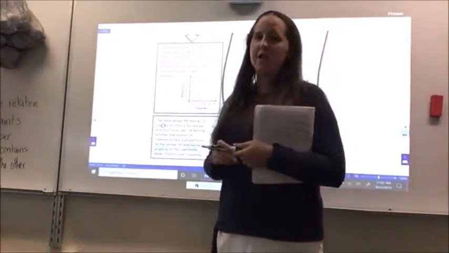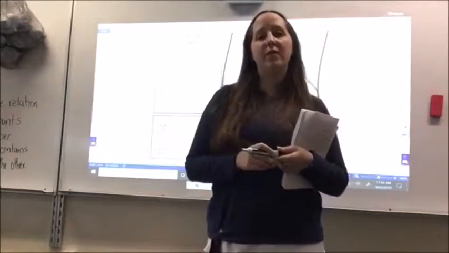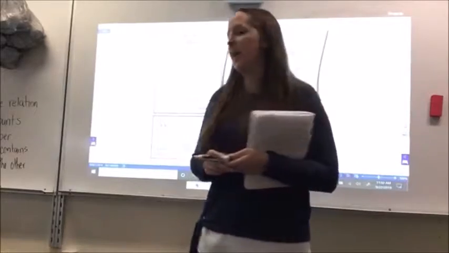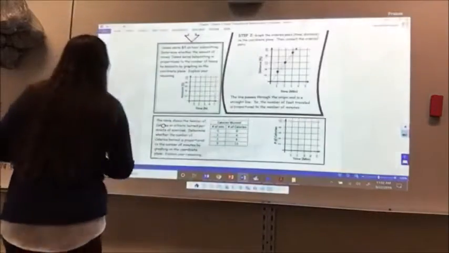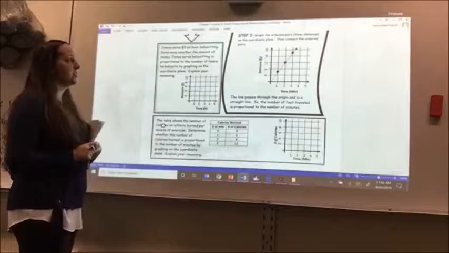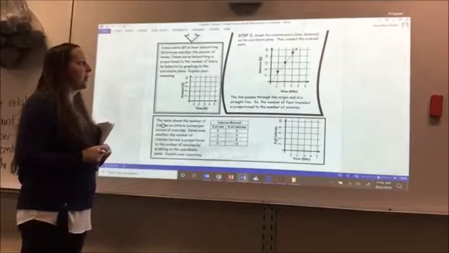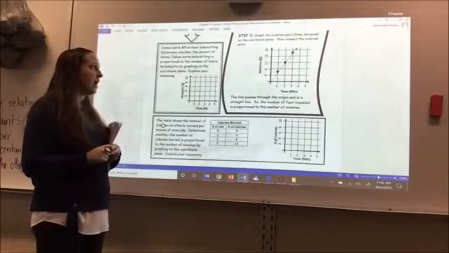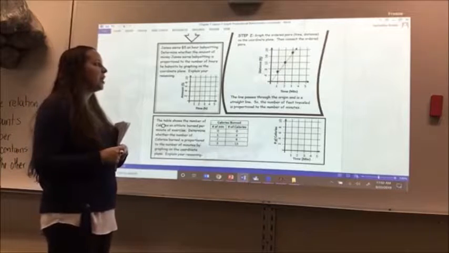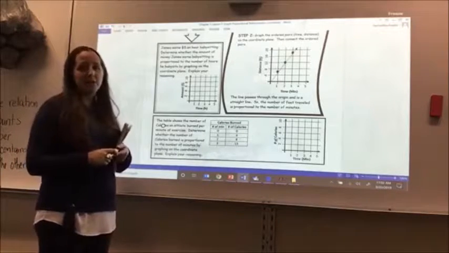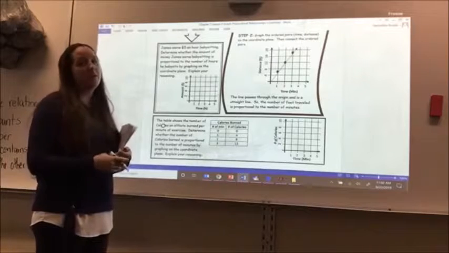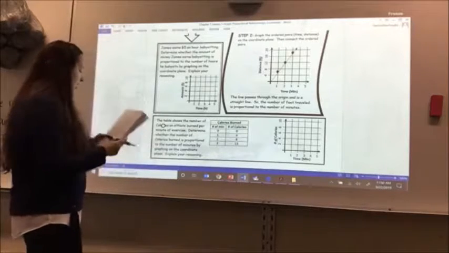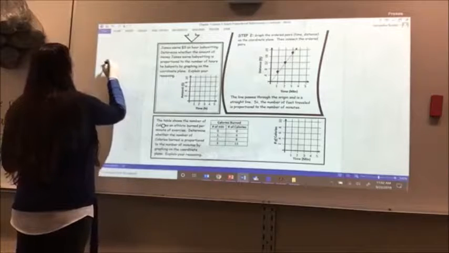Now that you've had a chance to try out the try problems, let's go over the answers together. The first one I have is right here. It says James earns $5 an hour babysitting. Determine whether the amount of money James earns babysitting is proportional to the number of hours he babysits by graphing on the coordinate plane. Then explain your reasoning. Make sure that you're following all of the steps. So, let's create a table.